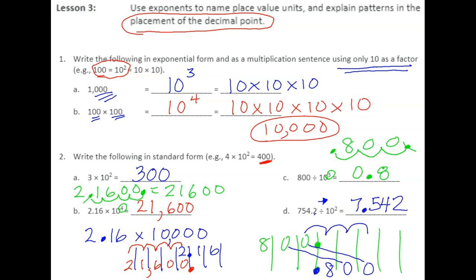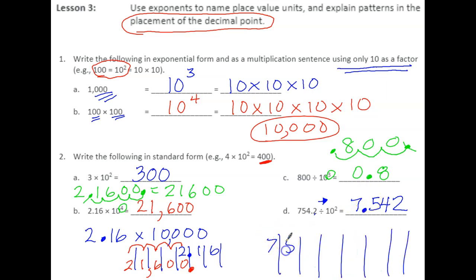Let's look at that on the place value chart. So we have 7, 5, 4, decimal 2. Watch my 2. We move from my tenths place, 1, 2, over to my thousandths place.